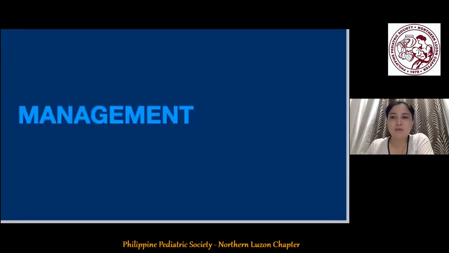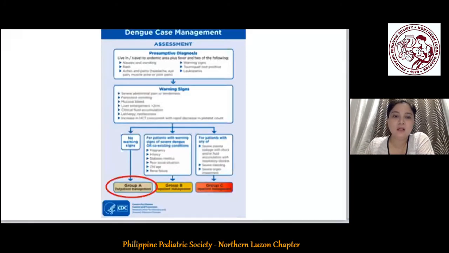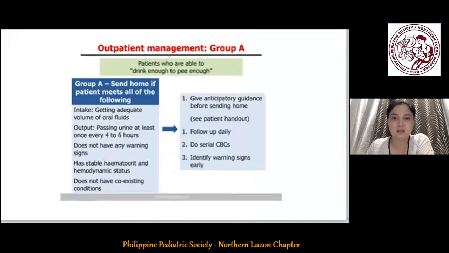So for the management, Group A patients are those without warning signs and can be managed as outpatients. These are patients who are able to drink and urinate adequately and they don't have any warning signs. They have stable hematocrit and hemodynamic status. So what are you going to do? You have to advise them for daily follow-up and do serial CBC and give them anticipatory guidance. You also have to mention what to watch out for, especially the warning signs.